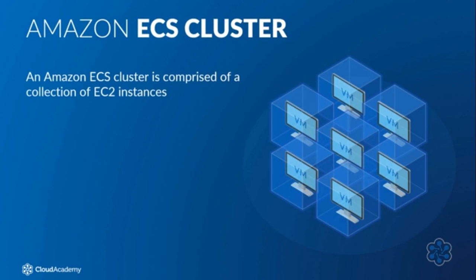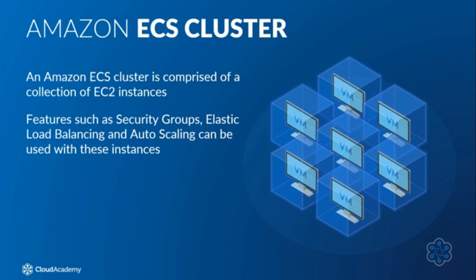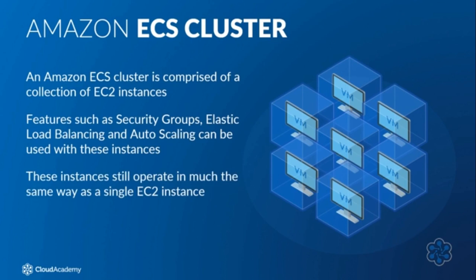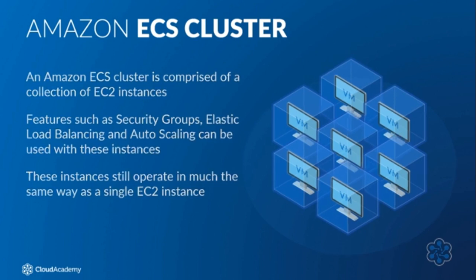As such, some of the functionality and features that we have already discussed in this course can be used with these instances. For example, security groups to implement instance level security at a port and protocol level, along with elastic load balancing and auto-scaling. Although these EC2 instances form a cluster, they still operate in much the same way as a single EC2 instance. So again, for example, should you need to connect to one of your instances itself, you could still use the same familiar methods, such as initiating an SSH connection.